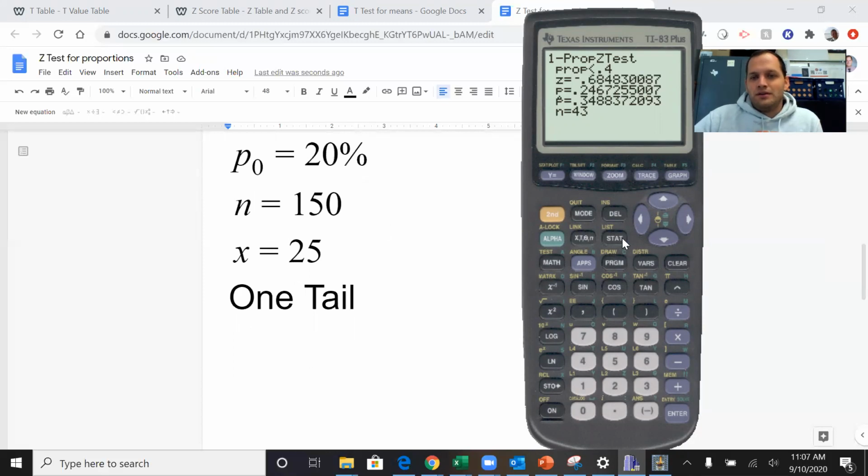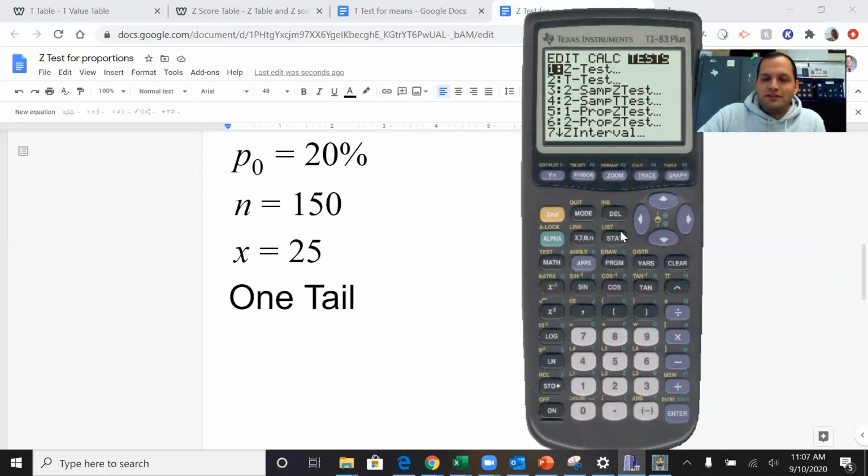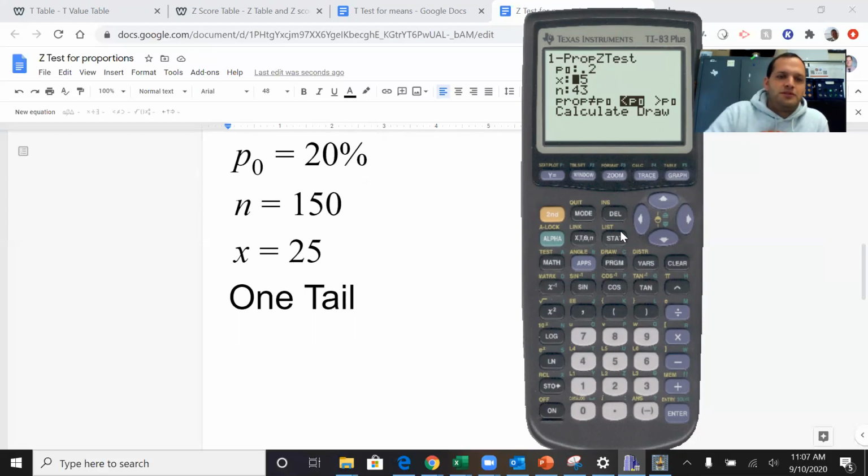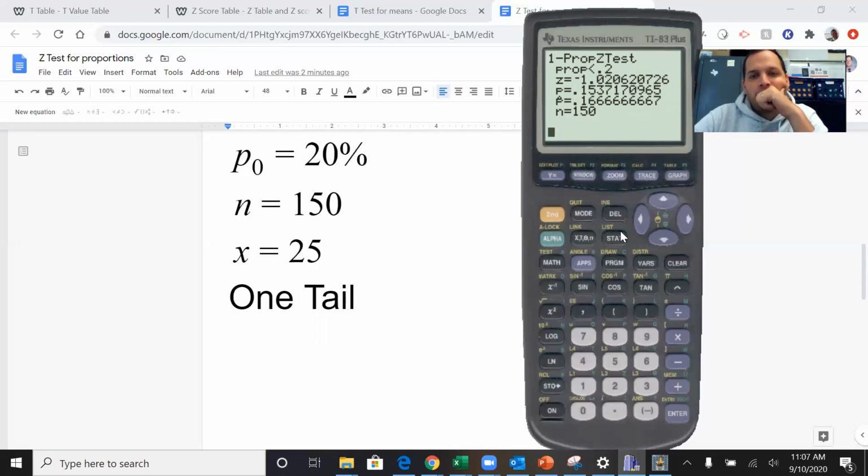Let's try another one. I'm going to go to statistics. We're going over to tests. We're going down to a one proportion test because it's dealing with percentages. I'm just going to plug in the data. I've got a 0.2. What's 25 divided by 150? 25 divided by 150 is 16%. So is 16% more than 20%, or is it less than 20%? It's less than 20%. So here, we've got 25, we've got 150. We're thinking that it's a one tail, so less than. We're going to leave that just like that. Click calculate. And we get a p-value of 0.15.